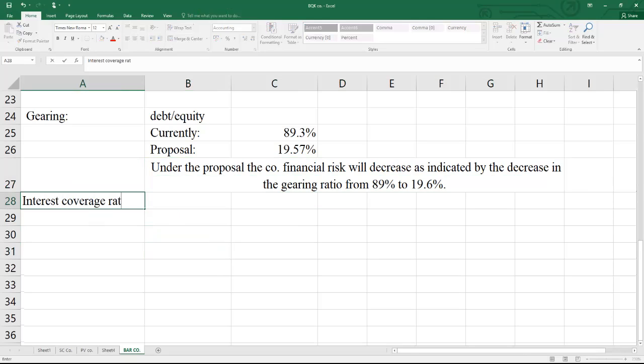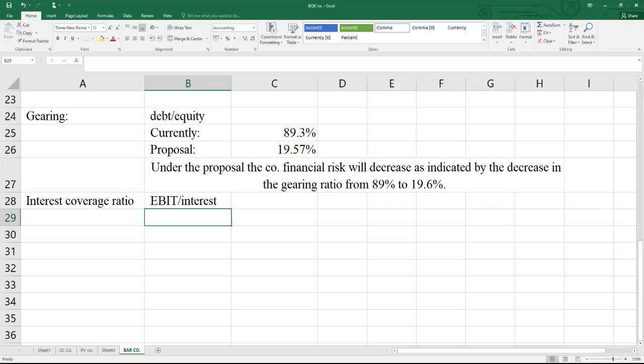Okay, the coverage ratio, just as we said, is equal to the profit, earnings before interest and tax, divided by the interest. If the ratio is quite high, that's a good indication because you can pay the interest more times from your earnings. You have more earnings, in short, to pay off the interest. If the ratio is decreasing, then that's a bad indicator.